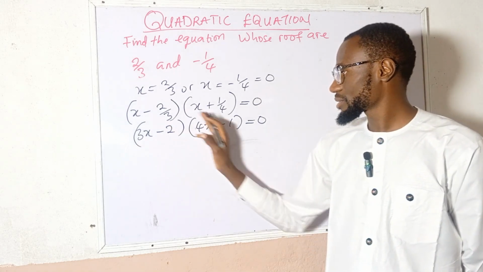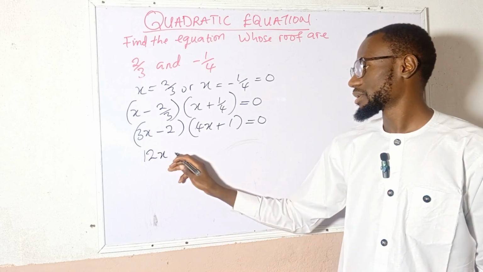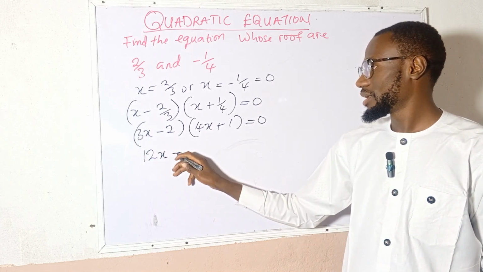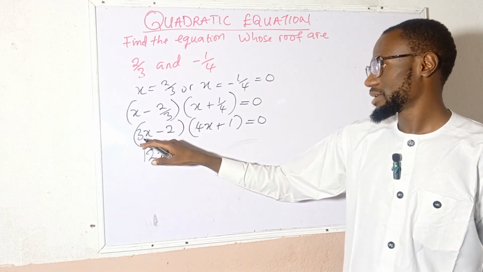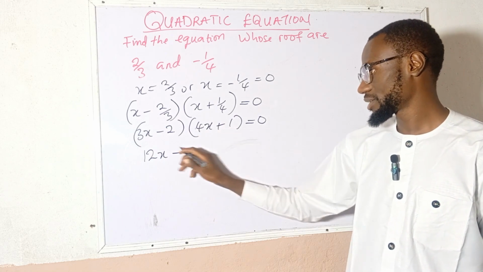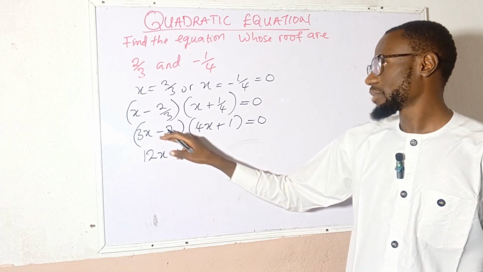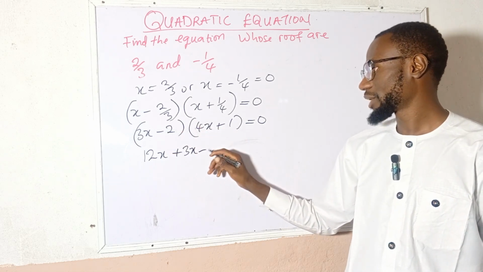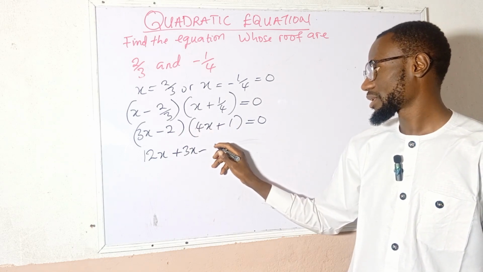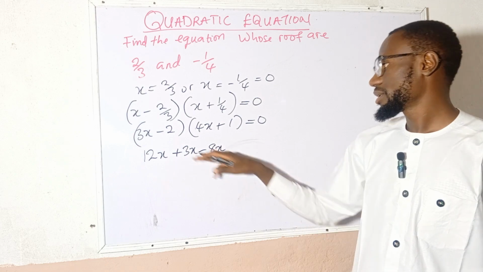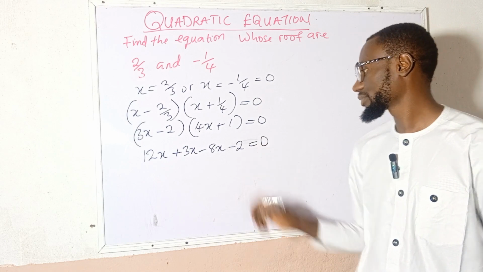We have 3x multiplied by 4x. Here we have 12x squared. Then 3x times plus 1. Here we have plus 3x. Then minus 2 times 4x. Here we have minus 8x. Minus 2 times 1. Here we have minus 2 equals 0.